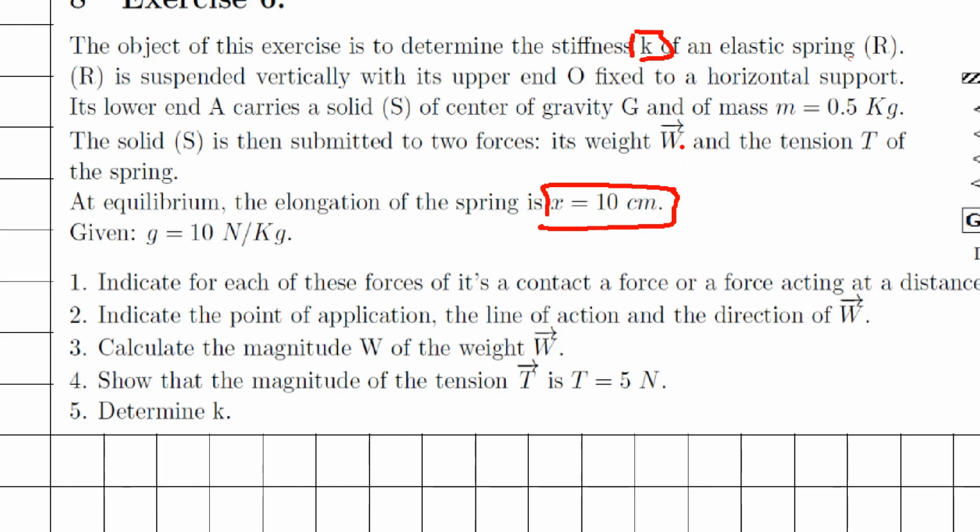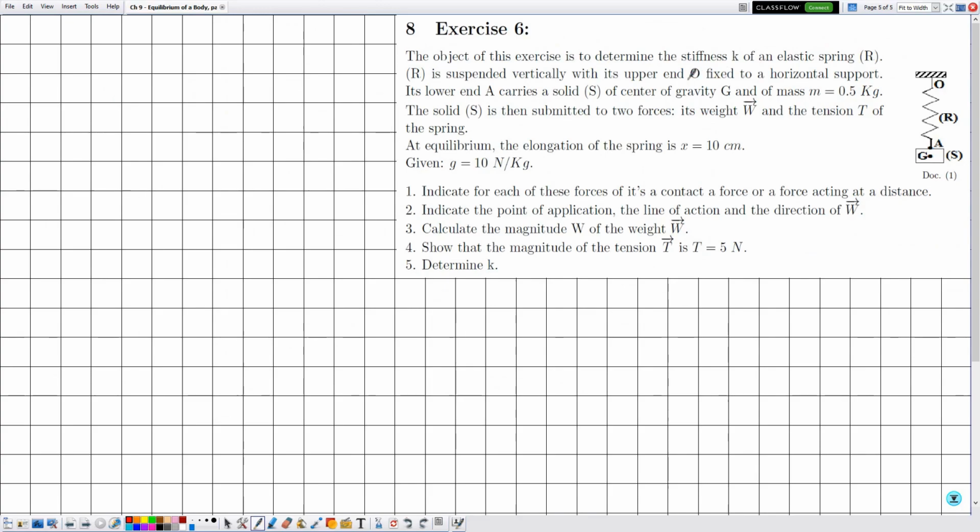T is related to W because this is at equilibrium. The weight can be determined using M multiplied by G. The moment we know the weight, we can deduce T. Knowing T and X, we can determine the value of K. An elastic spring R is suspended vertically with its upper end O fixed to a support. Its lower end A carries a solid S of center of gravity G, and of mass M equal to 0.5 kilograms.